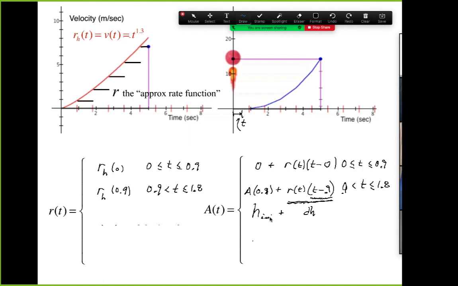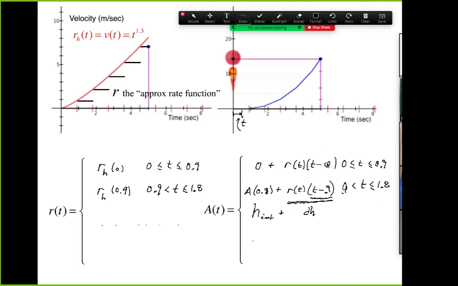We have accumulating height, right? We're keeping track of all the height from before, and then we're adding on height bit by bit, keeping a running total of the height. That's what this function does, but based on the approximate rate function, not the actual rate function. That was good. Go watch the video and listen to what I just said the last 20 seconds. That was really good.